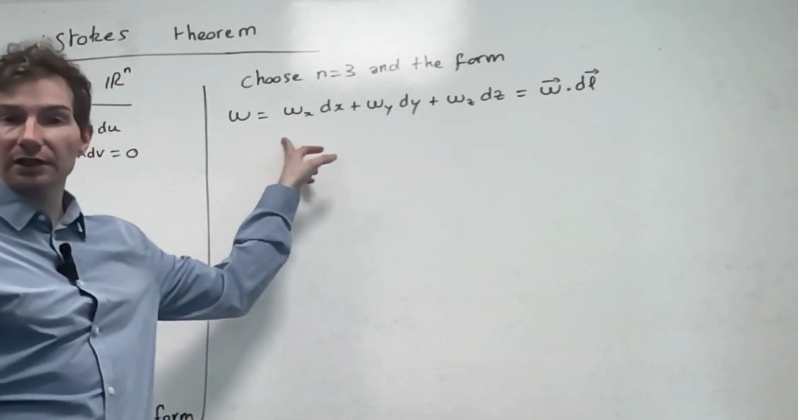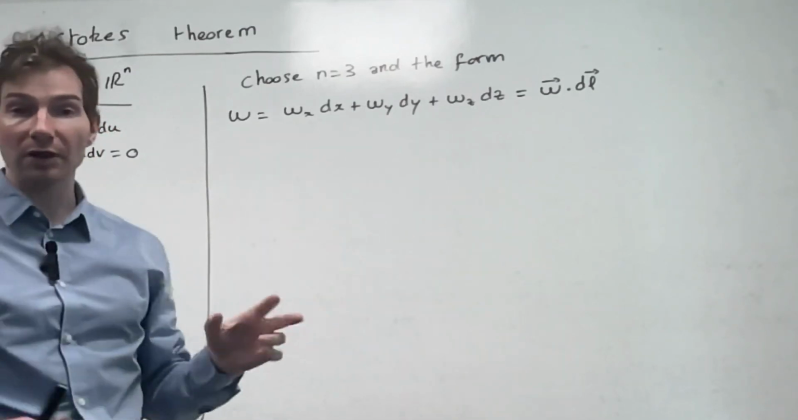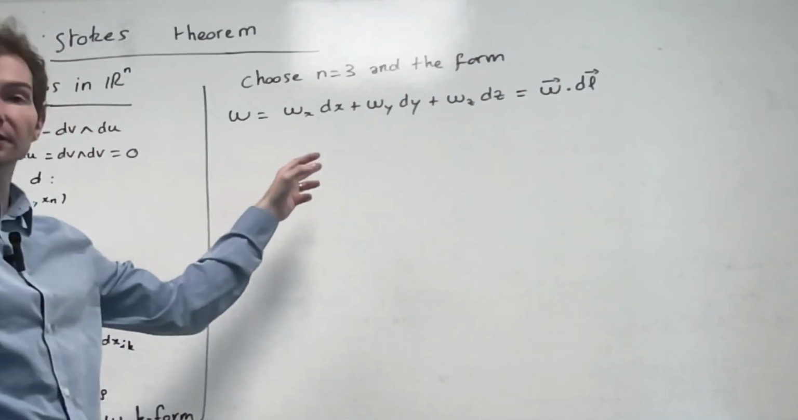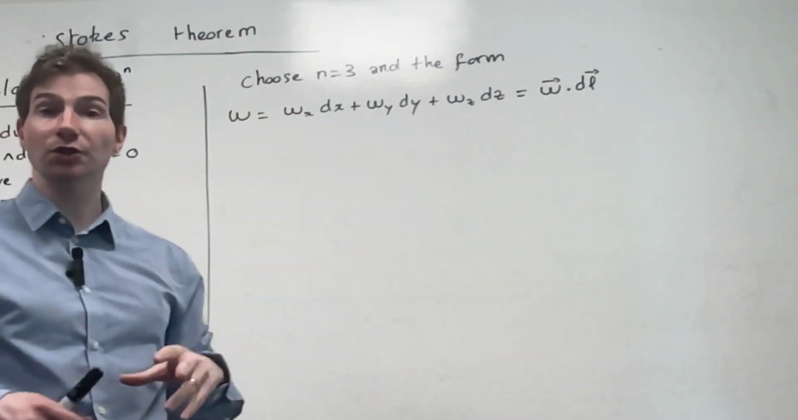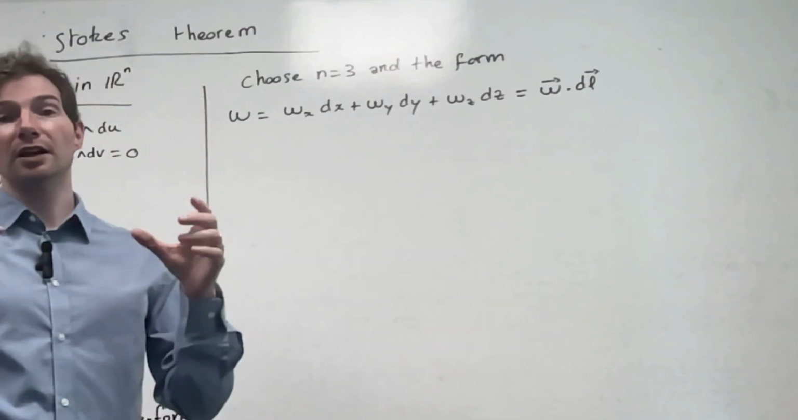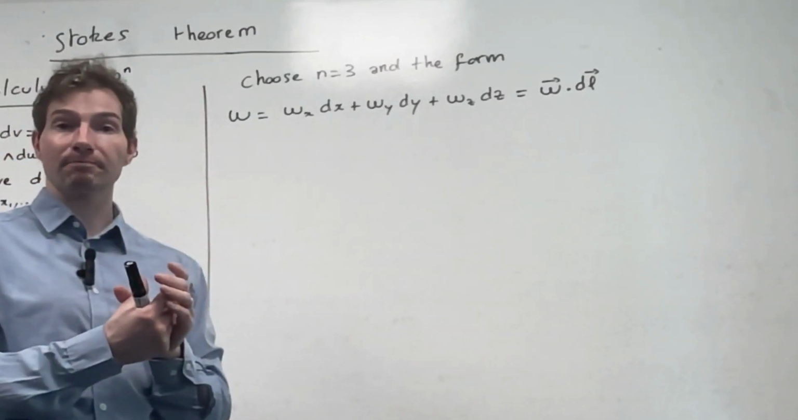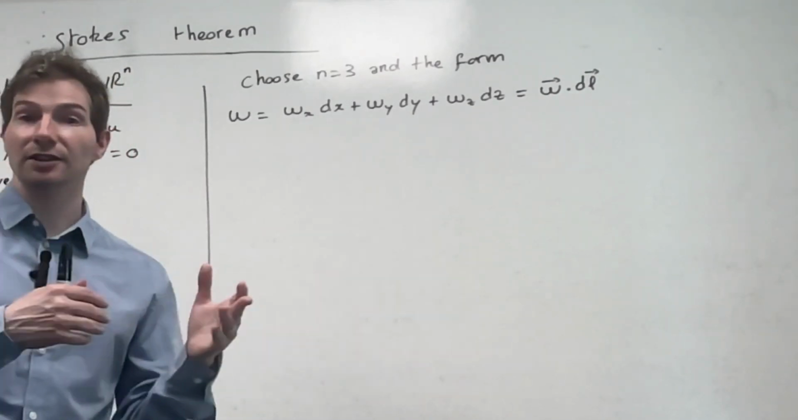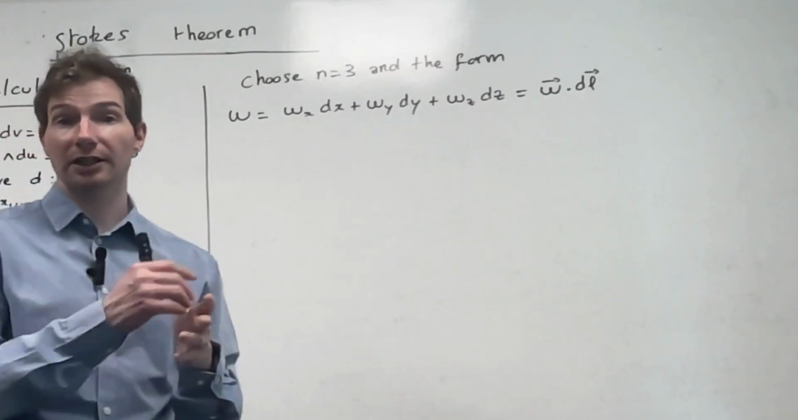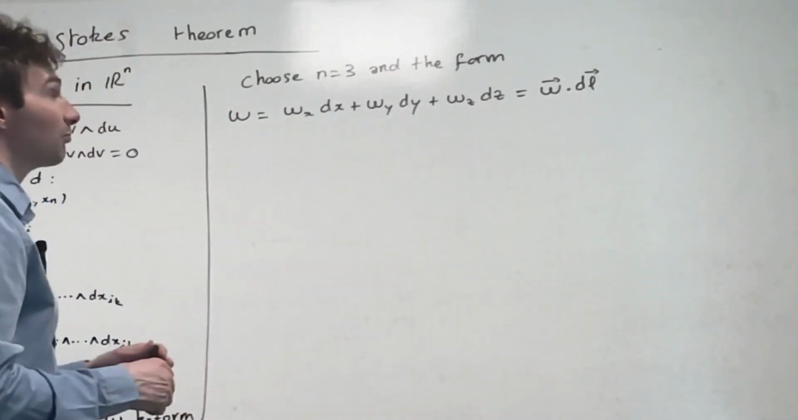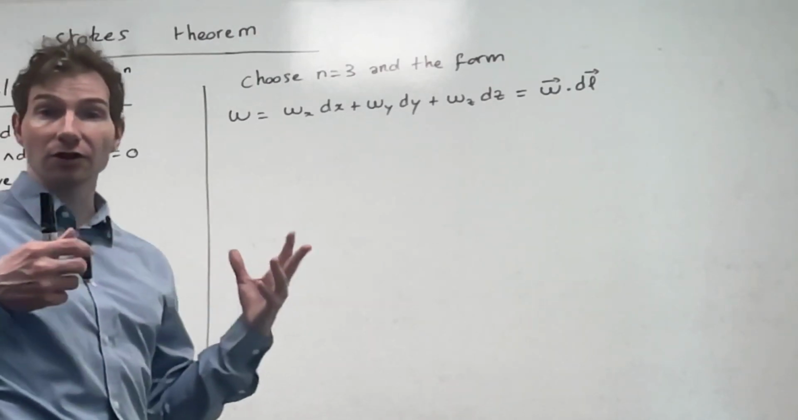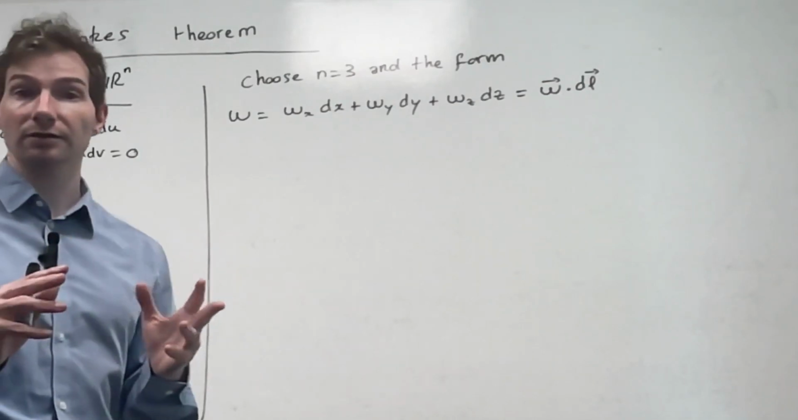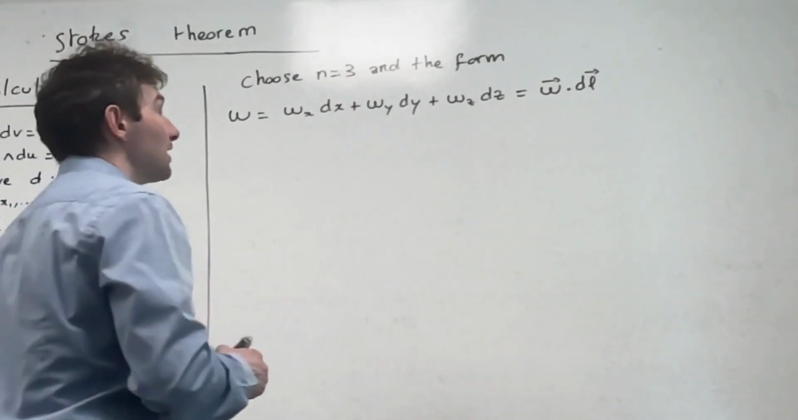Okay, so that being said, our problem now is to look at n equal to 3, and a form which is like this. It's basically a one-form, omega x dx plus omega y dy plus omega z dz. You can interpret this as the differential element of a line integral, of a circulation integral. So we've got a vector field omega, and we look at the circulation of that vector field along a particular curve.